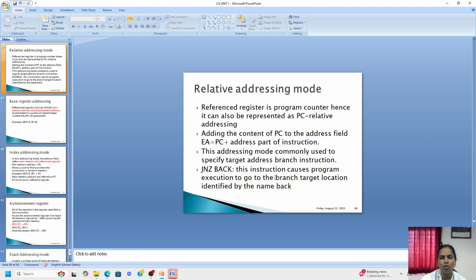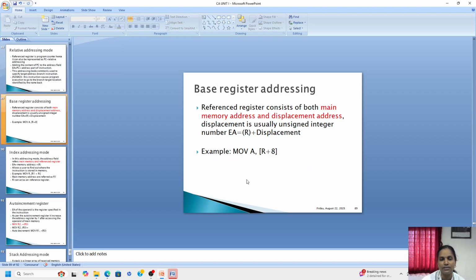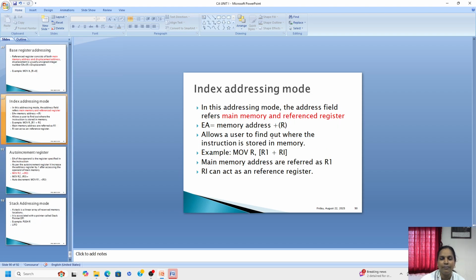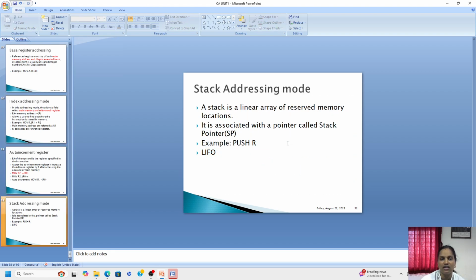Relative addressing mode refers to the program counter, hence it is also called program counter relative addressing. The PC address is added to the displacement to get the effective address. Base register addressing consists of both the main memory address as well as the displacement. Index addressing uses a main memory address and a reference register address. Stack addressing uses a stack, which can perform the push operation as well as the pop operation.